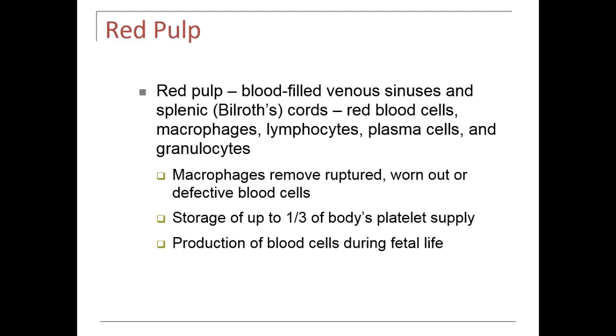In case we need more platelets to enter circulation, they can be removed from the spleen to enter circulation. Now, in the adult, the spleen is not involved in blood cell production, but it is in the fetus during fetal development when the baby is developing in utero. But the spleen loses that ability to produce red blood cells, white blood cells, and platelets after we're born.